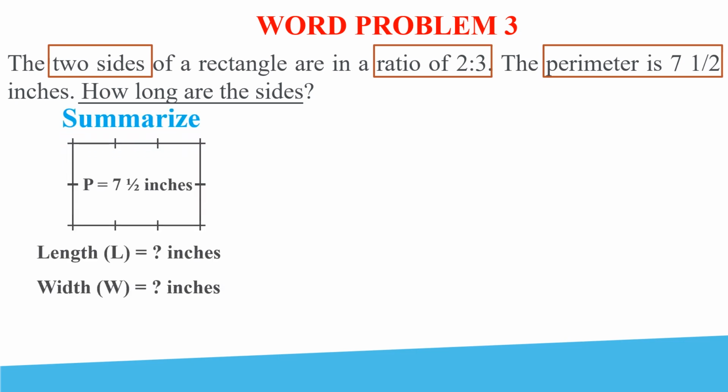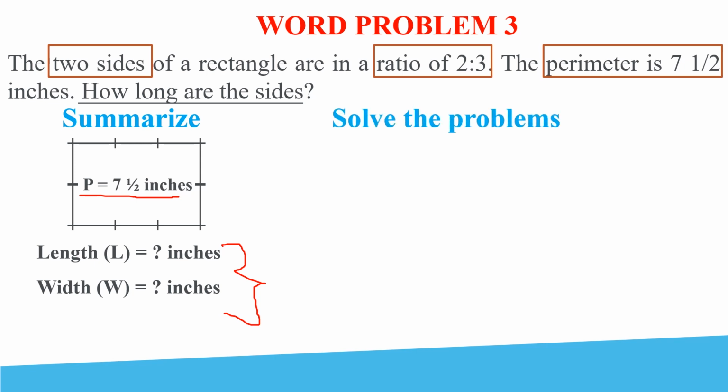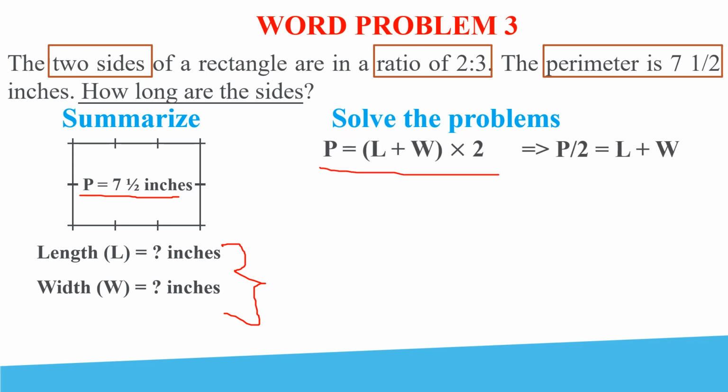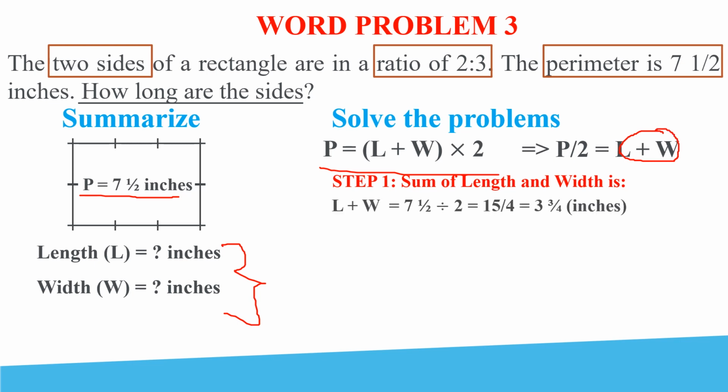First, let's summarize the information that we have. Here is the rectangle, we have the perimeter, and we need to find out the sides, length and width. Okay? Now, what do we do? Let's see. Solution. Here is the formula. Okay? And we need to work out the formula and find out what's the addition of L plus W, length plus width.